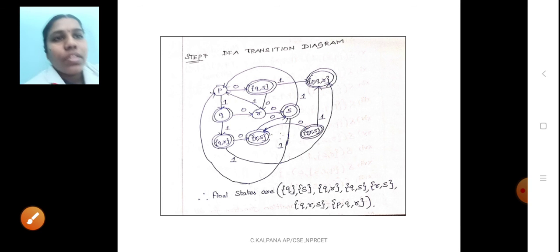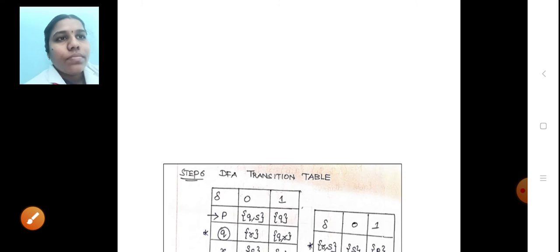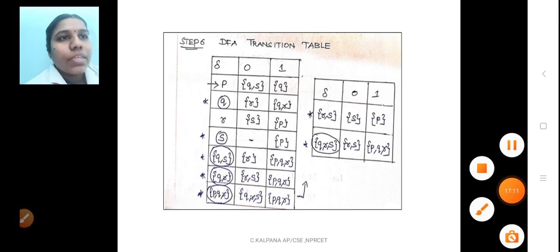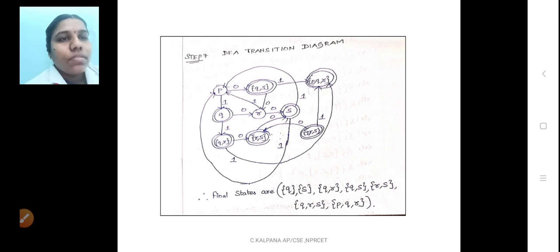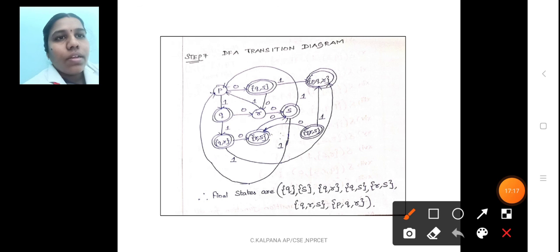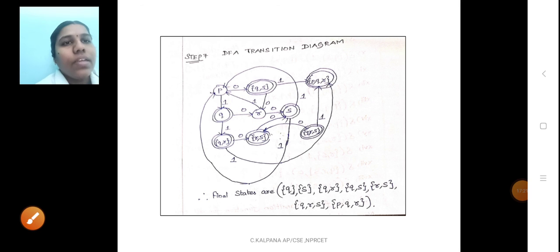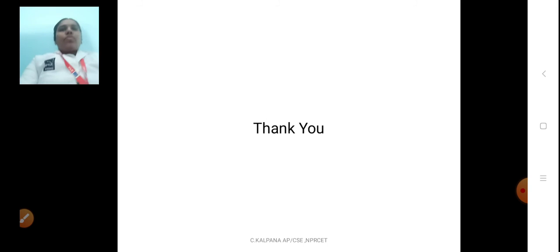Go back to the question. RS comma 1 answer is P. So draw the transition diagram like this. At last mark the final state and write the final states. The final states are QS, QR, RS, QRS, PQR like that. So this is the equivalence of DFA and NFA transition diagram.